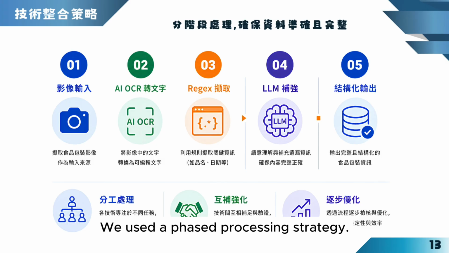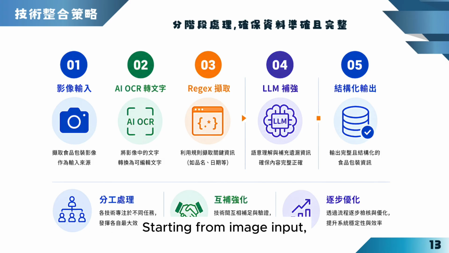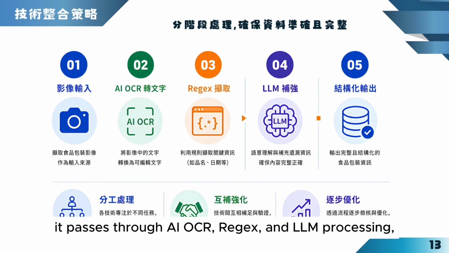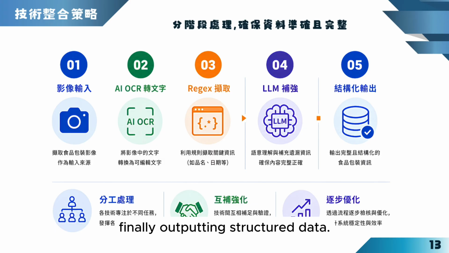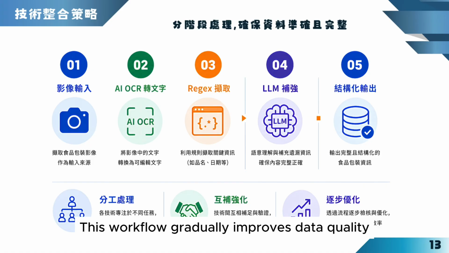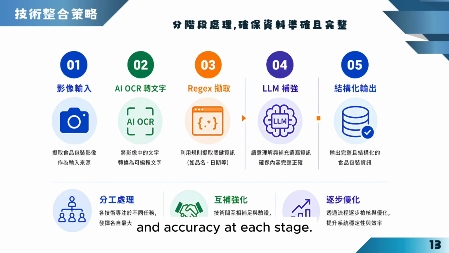We used a phased processing strategy. Starting from image input, it passes through AI OCR, regex and LLM processing, finally outputting structured data. This workflow gradually improves data quality and accuracy at each stage.